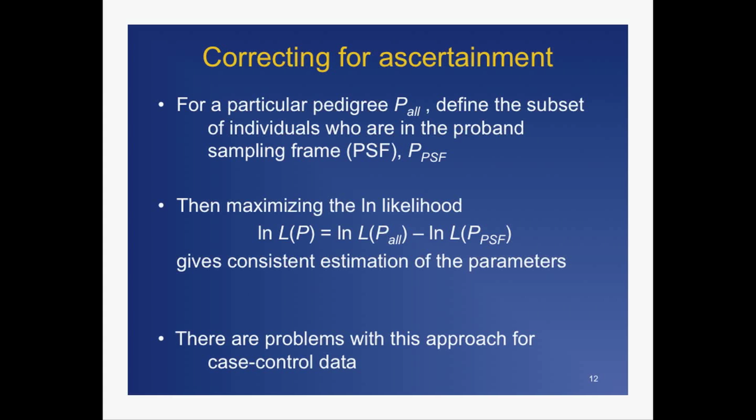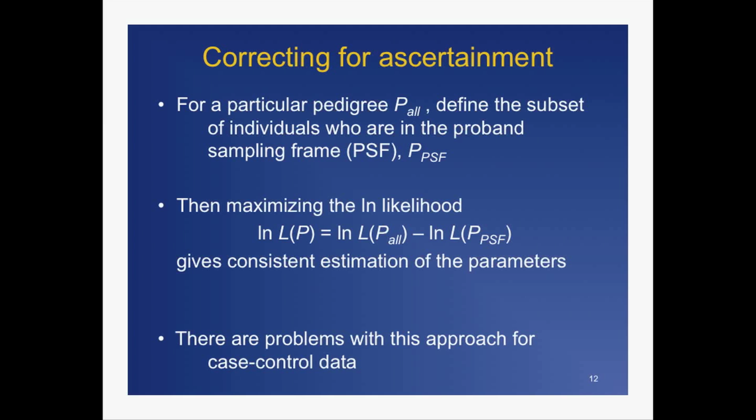And if I write it very simply, if for a particular pedigree, and I'm going to say we've got the whole pedigree, PR, we define the subset of individuals who are in the proband sampling frame, that is, could have caused your family to be in the study, sampled, regardless now of whether it's affected or not, and we let those be the PSF.